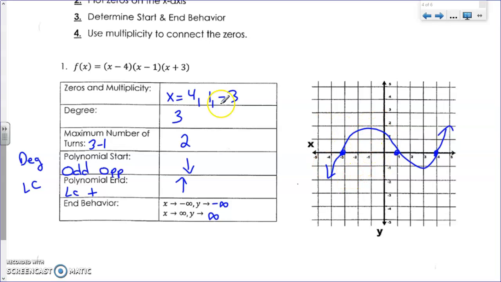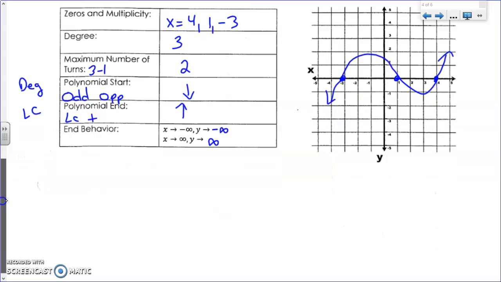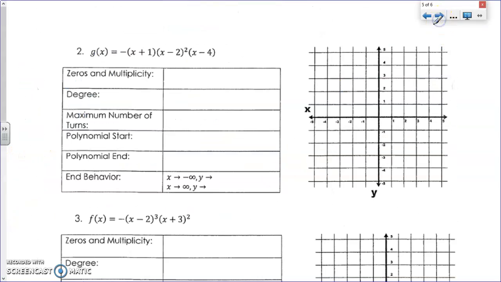Okay, notice if we were to find the y-intercept here, it would be at 12. We can't go all the way up. So this is just kind of a rough sketch. We want to know if you understand how it ends and how it starts and then where the zeros are. All right, let's look at the next problem here.